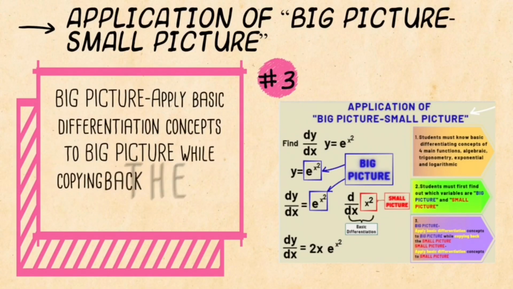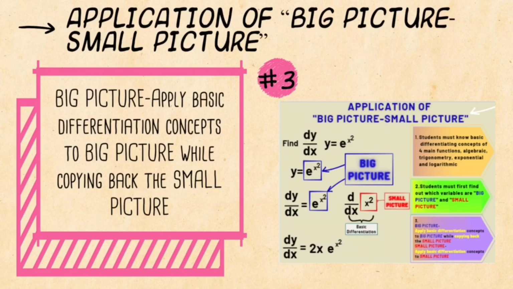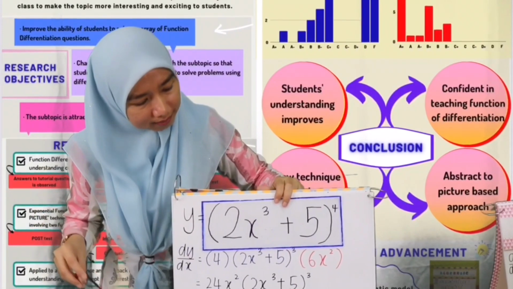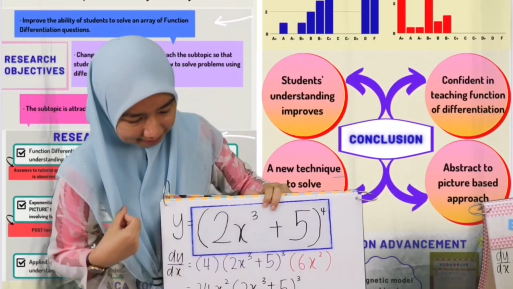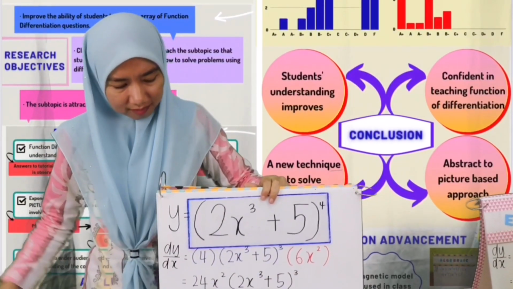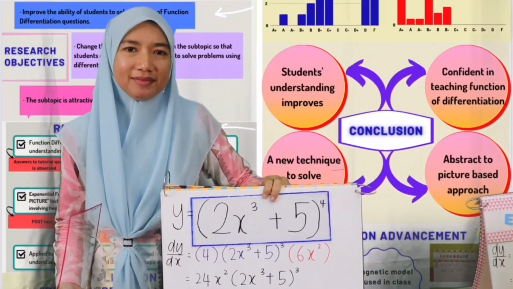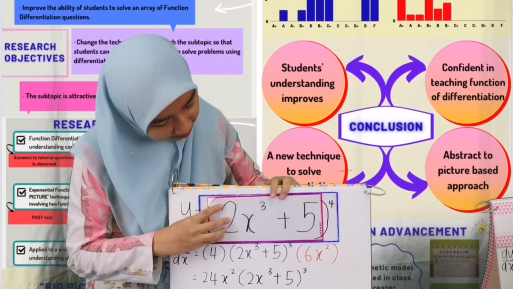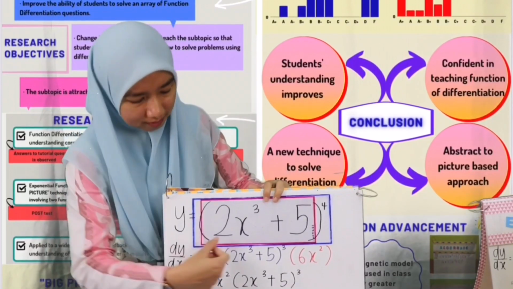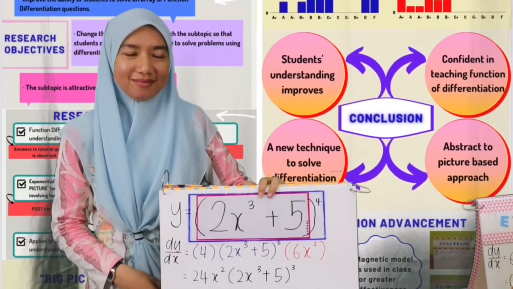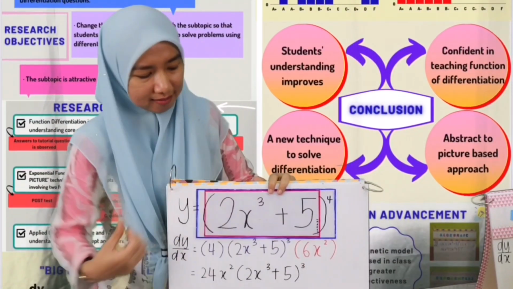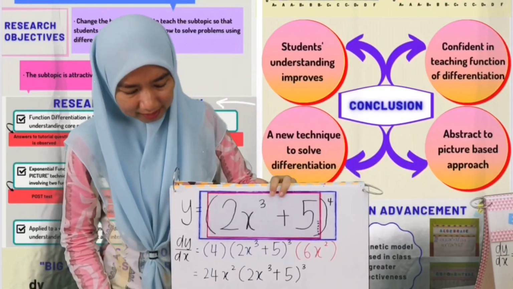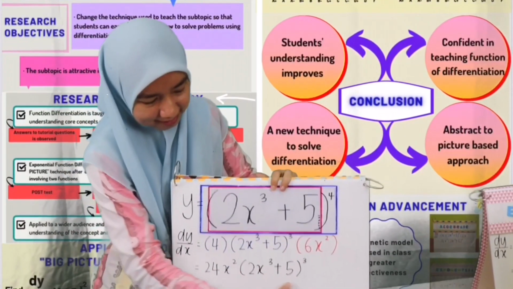Step 3 is basically applying the basic differentiation concept to the big picture while we copy back the small picture. So let's see how we do this. Now, the blue card is the big picture, so we differentiate the big picture. 4, we bring it down. (2x cubed plus 5), 4 minus 1, which gives me 3 over there. Now I place back the small picture. Let's differentiate the small picture, which gives me 6x squared. 3 times 2, 6. x, 3 minus 1, 2. So the basic differentiation concept, which is bring down the power and minus 1, is being applied in big picture, small picture.